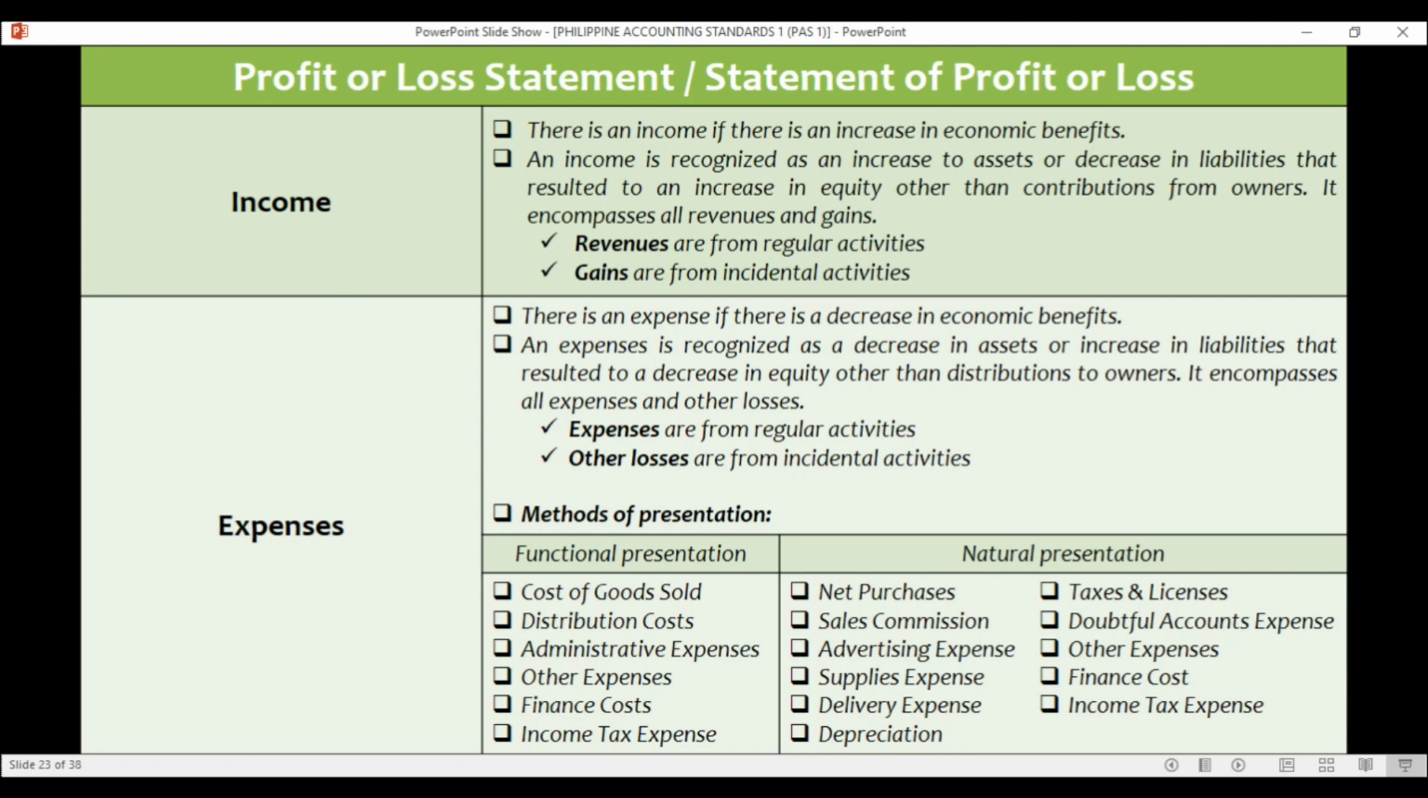Now we have expenses. There is an expense if there is a decrease in economic benefits. A good example for that is the recognition of depreciation. So an expense is recognized as a decrease in assets or increase in liabilities that results in a decrease in equity, other than distribution to owners. It encompasses all expenses and losses. When we say expenses, generally we mean those coming from regular activities. Then losses are from incidental activities. So each encompasses items that mirror the other: revenues with expenses, then gains with losses.